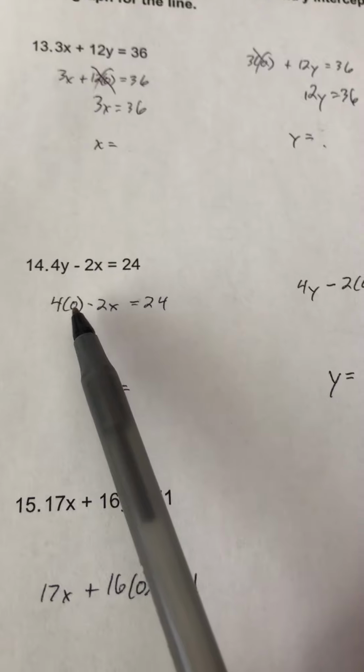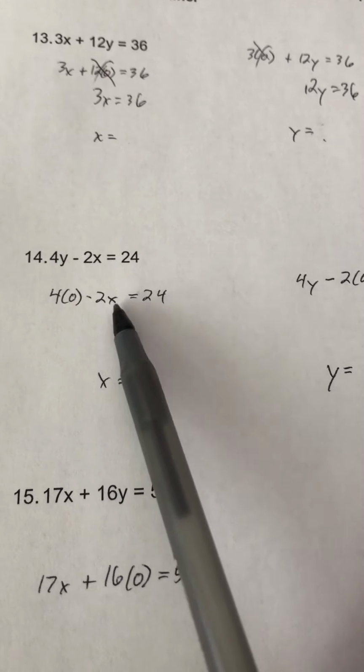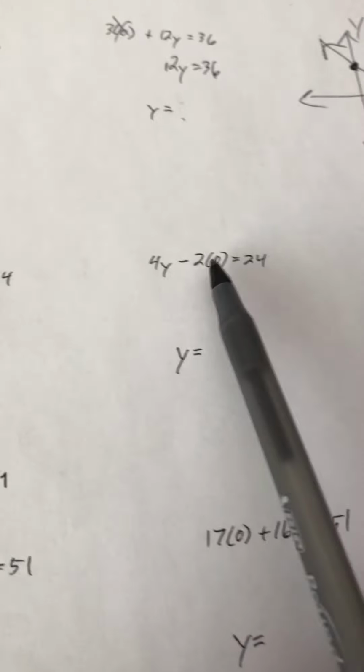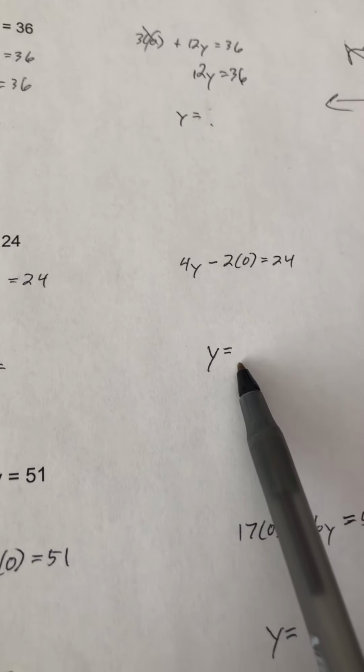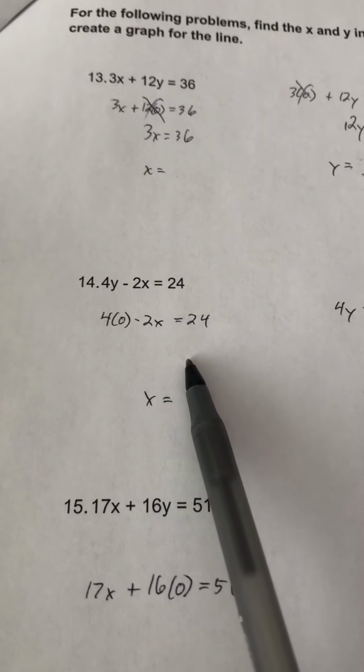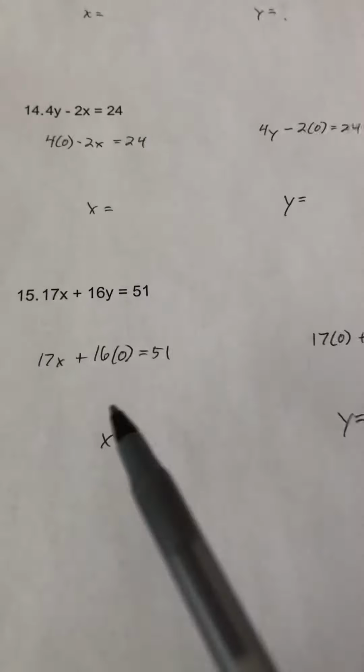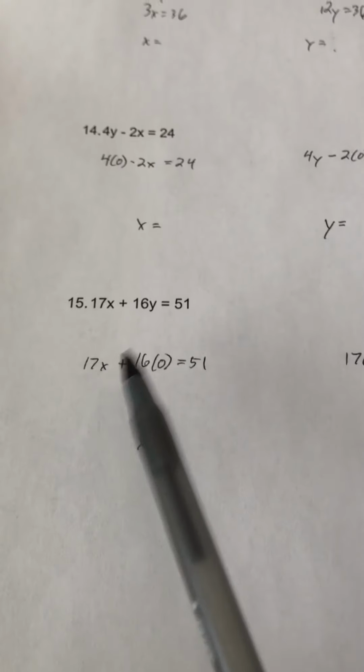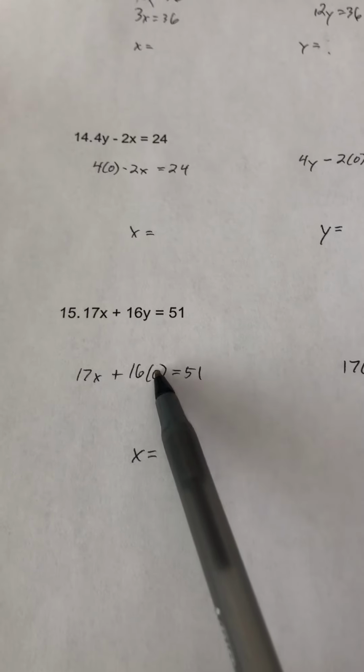Number 14, same thing. Okay? Set your y to 0 to figure out your x. Set your x to 0 to figure out your y. So this one's going to be 4y equals 24. This one's going to be -2x equals 24. That's the next step.